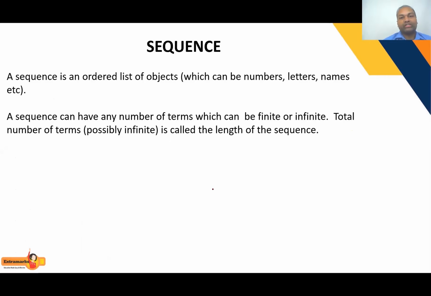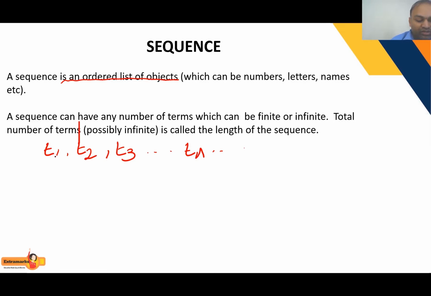Now, first of all, coming to sequence. What is meant by sequence? A sequence is an ordered list of objects, which can be numbers, letters, names, etc. Or otherwise, we can say in another way, a succession of numbers, for example T1, T2, T3, so on, Tn, formed according to some definite rule is called a sequence.